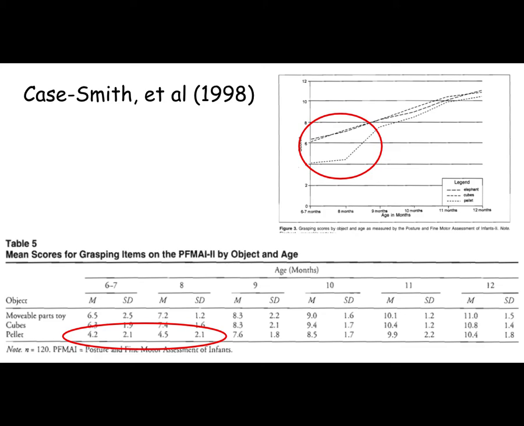Here is an example of a graph and results table from an AJOT paper by Case Smith, which examined the fine motor performance of children at different ages when manipulating 3 different types of objects. From the graph, it's easy to spot the interaction between young children and the pellet, which might otherwise be overlooked in the table.